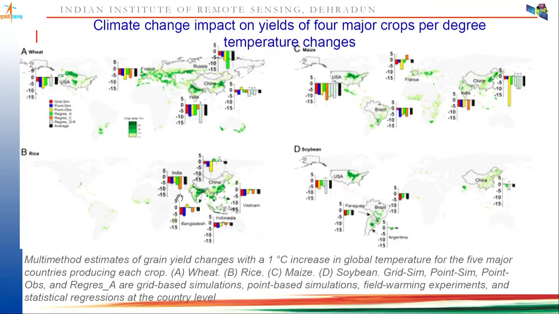In the case of rice, a similar trend is there, but with a little lesser effect of climate change on rice. Even India will experience around a 5% decline in productivity, and China around a 3 to 4% decline in productivity per 1 degree increase in temperature from the base.